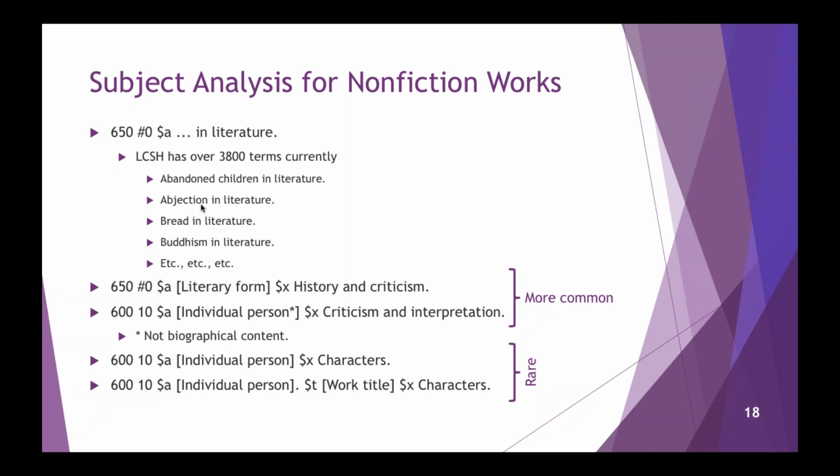We've also got literary form, so American literature, for example, history and criticism. So that's a very common type of subject heading that you will see. You can also use an individual person, so it's usually an author. It is not for biographical content. So if you have a book that is a criticism and interpretation of a specific author, then you would look up their name authority heading, and use that in a 600 field and append to that this criticism and interpretation. So this is more common analysis.